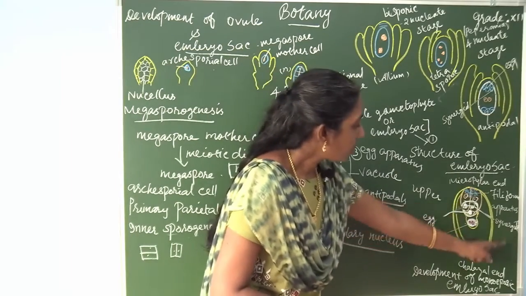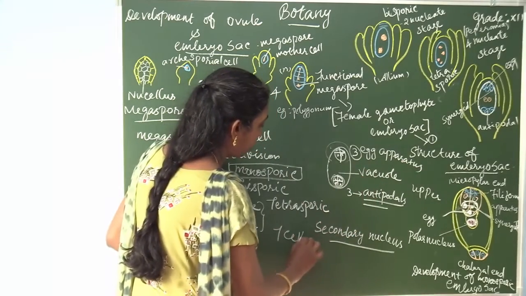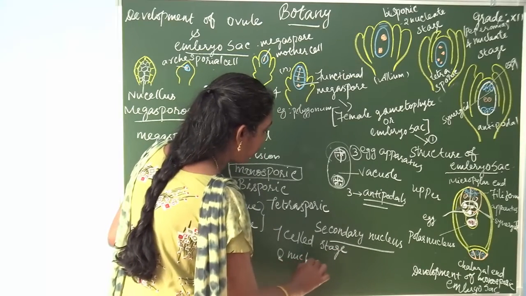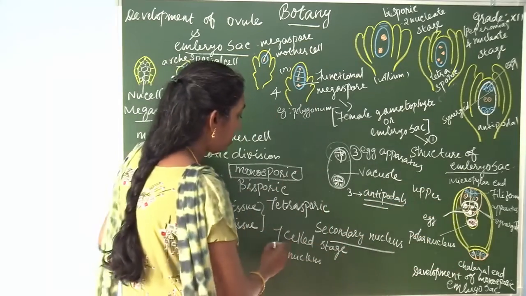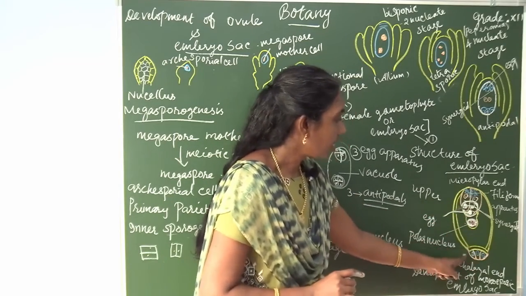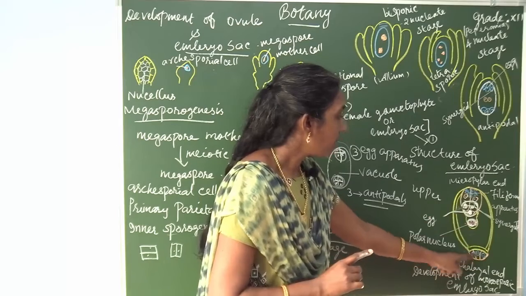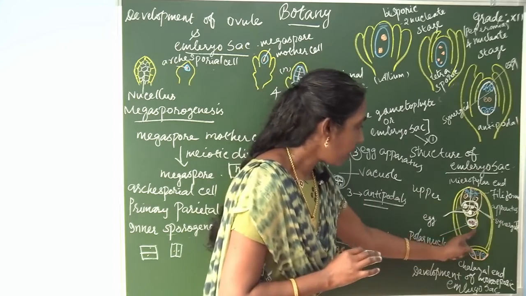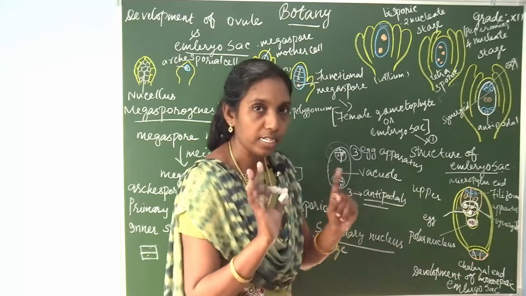So now in this embryo sac there is a seven celled stage with eight nuclei. This monosporic embryo sac is at the seven celled stage. How? Here the egg apparatus consists of three, plus three antipodals makes six, plus the polar nuclei. So there are seven cells: polar nucleus, egg apparatus as well as antipodals.